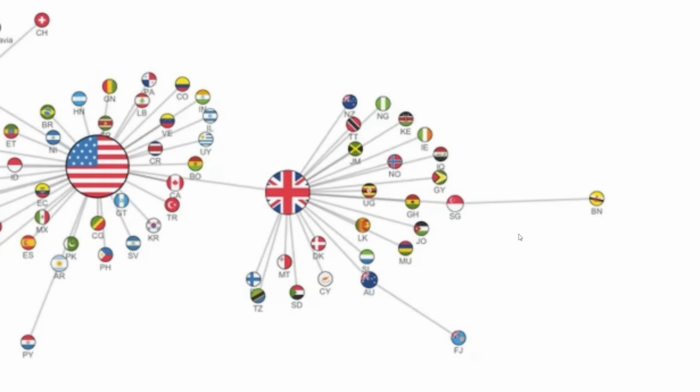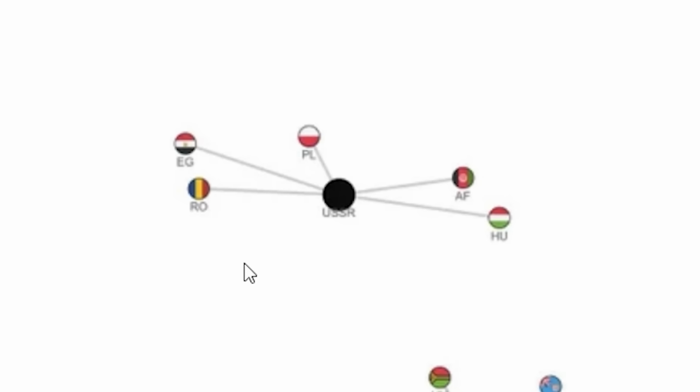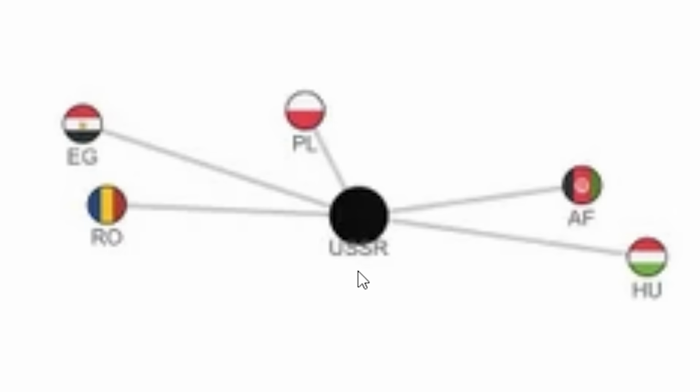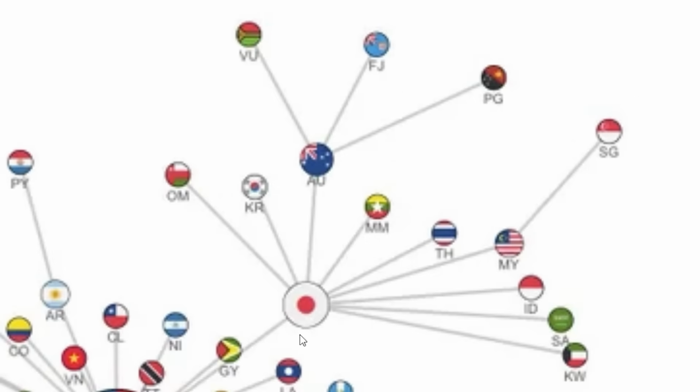The UK still kind of had their British Empire, but it was slowly going away. Here's the same map for the 1970s. You can see the USSR up here is still kind of struggling. Afghanistan was still on their list of trading partners, but weren't they going to be at war soon? Look at how fast Japan came out of nowhere. Look at all this. Japan has their own little web over here that they've started with a lot of Asia.